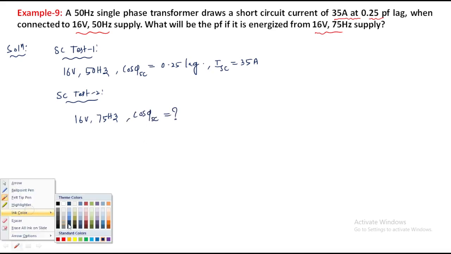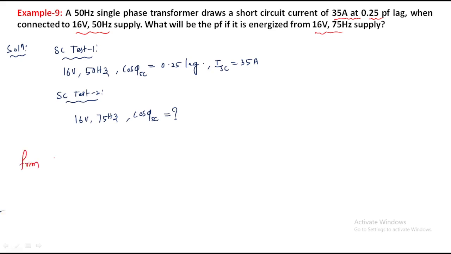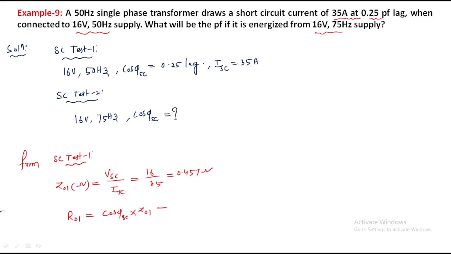So we all know that from SC test 1, Z01 in ohms is nothing but what? VSC by ISC, 16 by 35 which is equals to 0.457 ohms. Therefore R01 should be equals to what? Cos phi SC into Z01, right? Cos phi is nothing but R by Z. So R01 is 0.25 into 0.457 which is equals to 0.114 ohms.